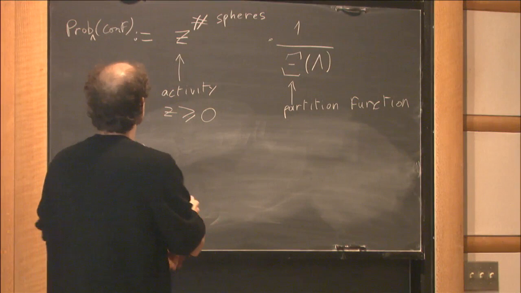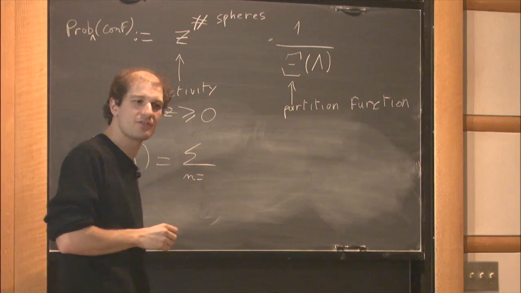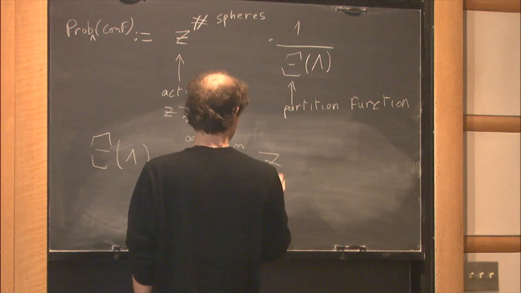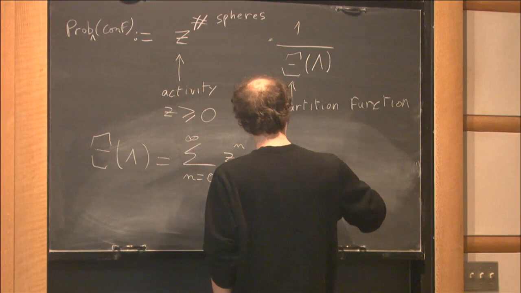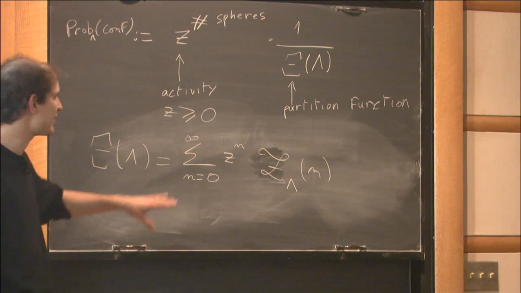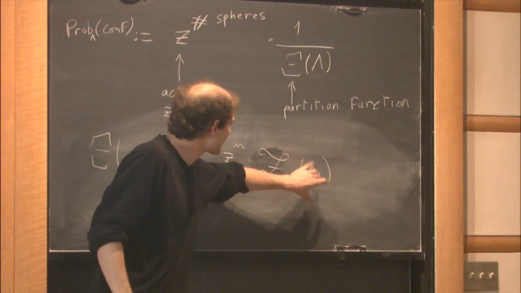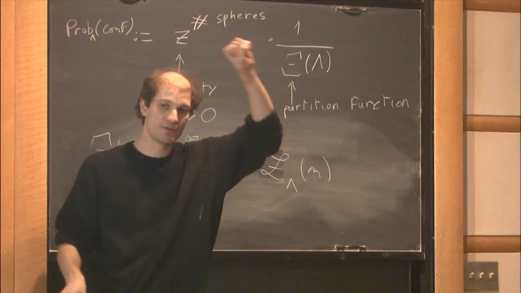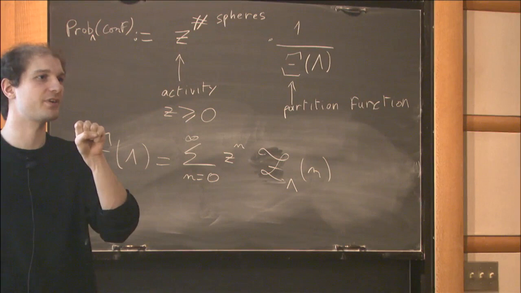as a sum over n. n is going to be the number of spheres that I have in my configuration. It runs from 0, let's say, to infinity, of z to the n times this other function, let's make it a curly z, lambda of n, which is the number of configurations with n spheres. In the hard sphere model, the continuum model, this would actually be the measure of the configurations with n spheres. To give you an example, if I have one sphere, the number of configurations with one sphere is going to be the volume of the box. If I have two spheres, the number of configurations will be, well, I have the volume of the box for the first sphere, and then I have the volume of the box minus the volume of the first sphere for the second sphere, and so on.